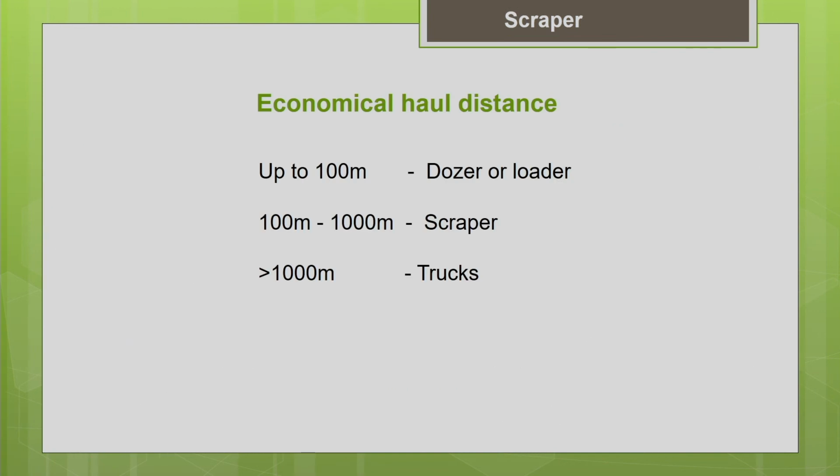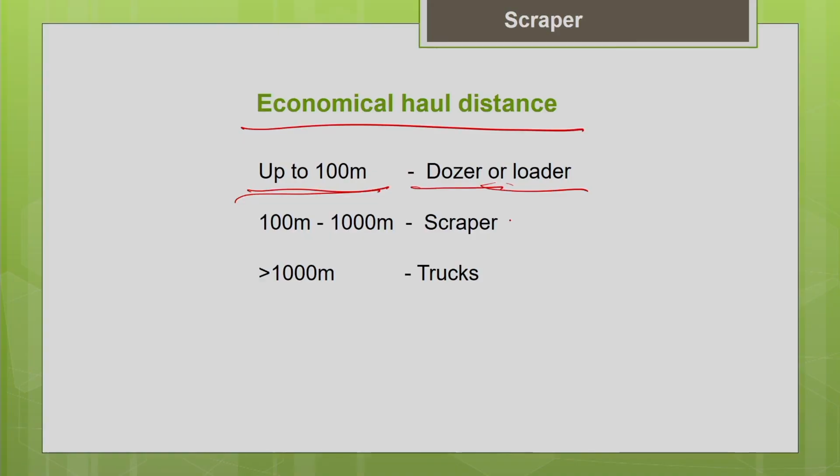When we select the earth moving machines, we are very much concerned about the economic haul distance of the machine. That is a very important parameter, and based upon that only we have to select the earth moving machine. Say the bulldozers we discussed earlier have a hauling distance of up to 100 meter. Beyond 100 meter it is not economically feasible to use this machine. Similarly, a front end loader, if it is crawler mounted, can have a haul distance up to 100 meter.